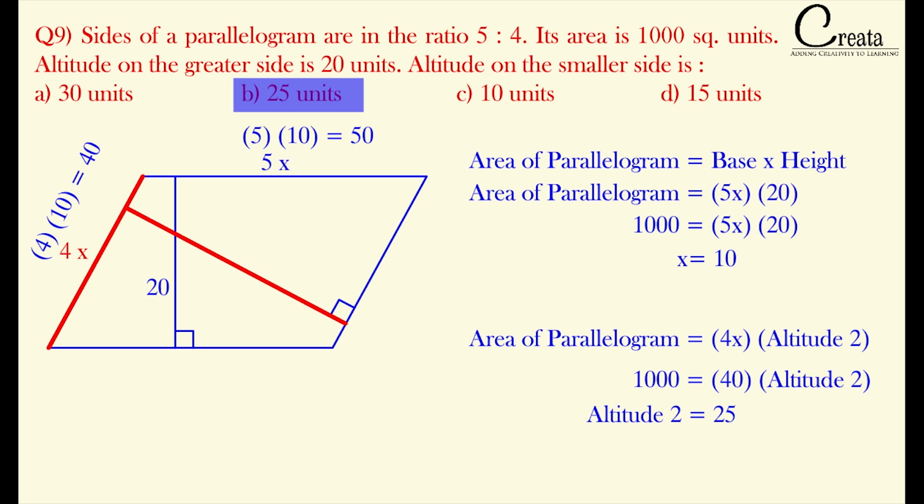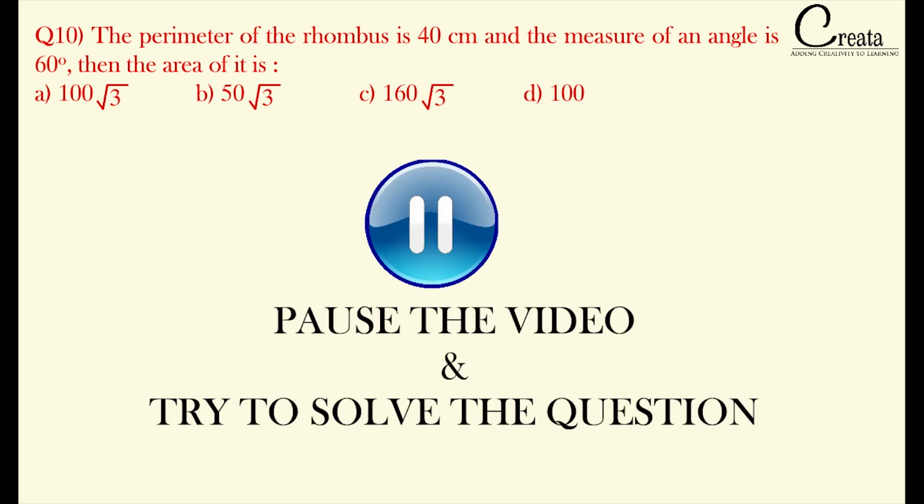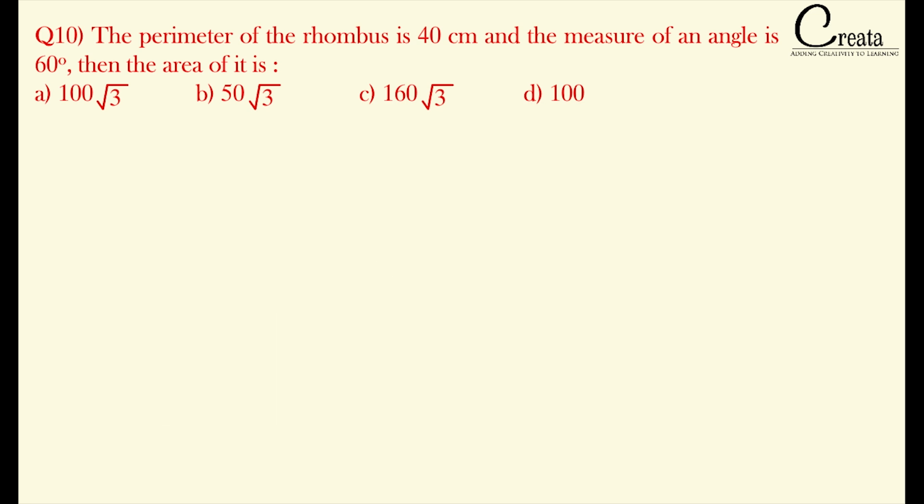So let's move to the next question. The question is, the perimeter of a rhombus is 40 centimeter and the measure of an angle is 60 degree. Then the area of it is, 4 choices are given. Our first step, we will observe and visualize this question.